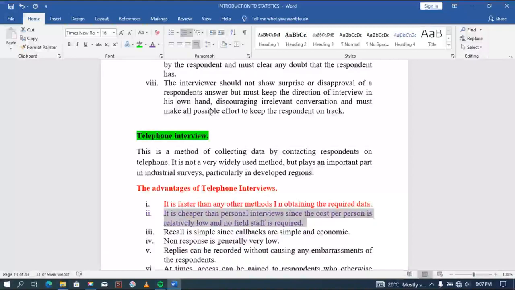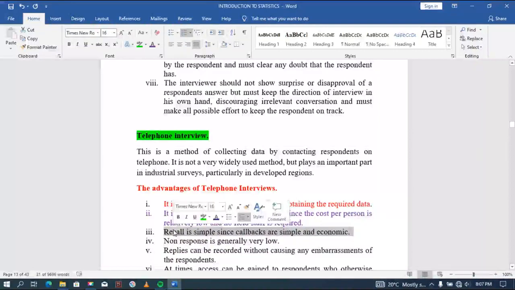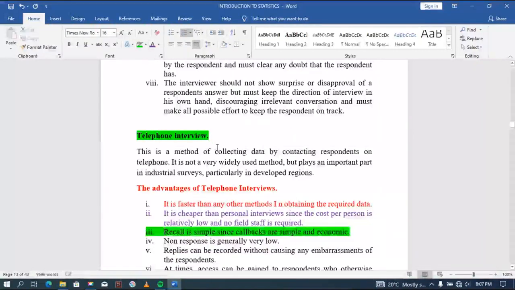Then recall is simple, since callbacks are simple and economic. So in case some information was not very clear, you can recall someone and ask for what you need to be elaborated on. Or sometimes even phone calls can be recorded. So simply revisit the conversation on phone and pick out the element you're interested in.